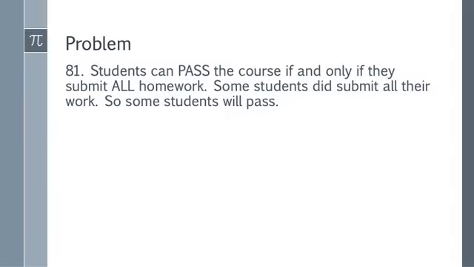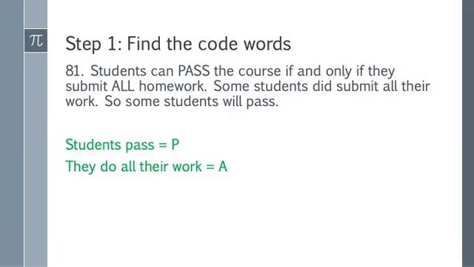Problem 81. Students can pass the course if and only if they submit all homework. Some students did submit all their work, so some students will pass. Step 1, find the code words. Notice there's only two capitalized letters, so that shows two main ideas or propositions given in this argument, right? Students pass the course will be shown by the letter P. Why? Because pass is capitalized, and then submitting all the homework is shown with the letter A.